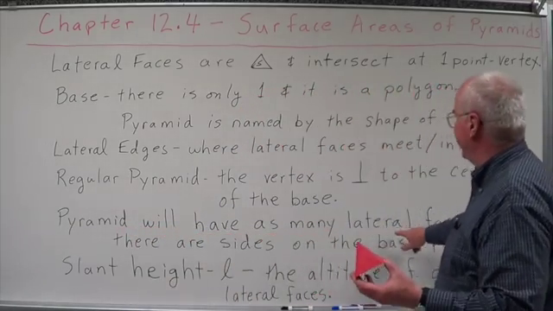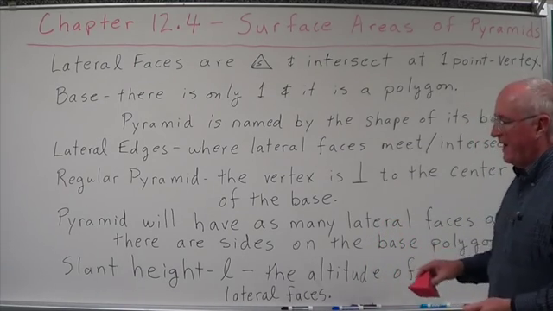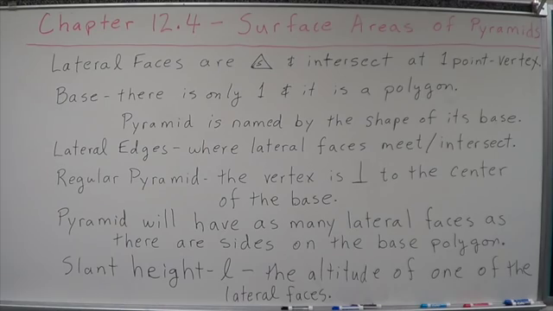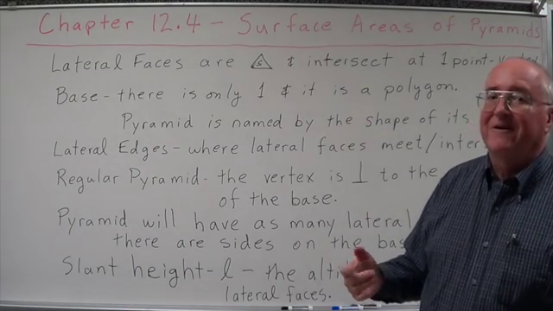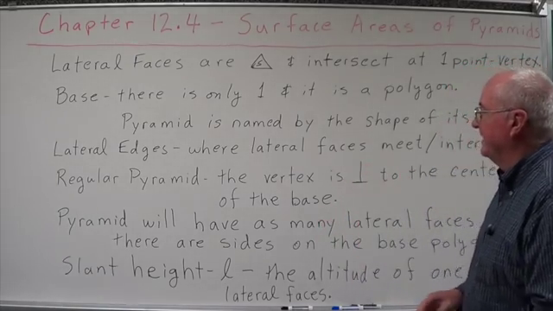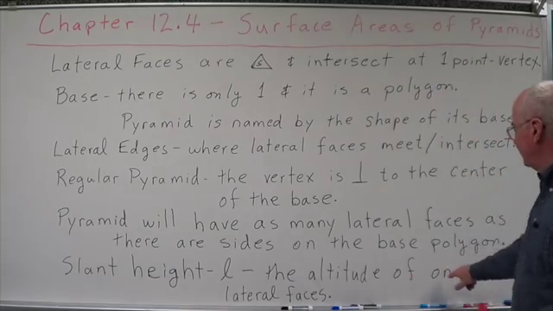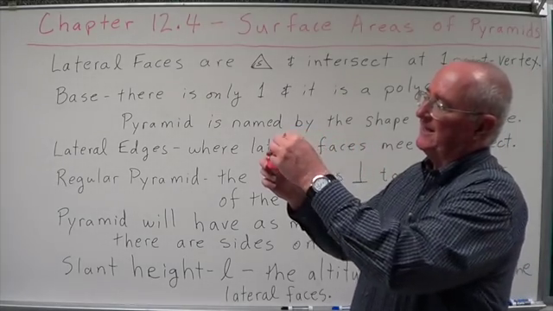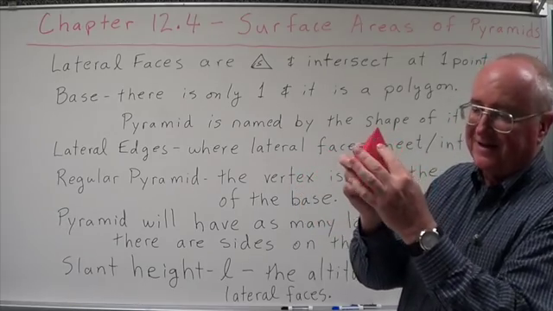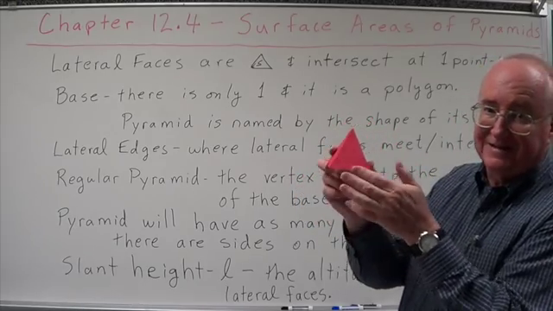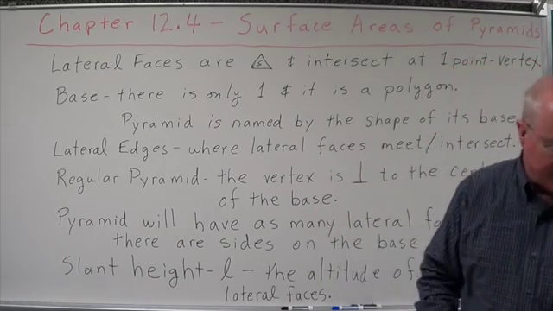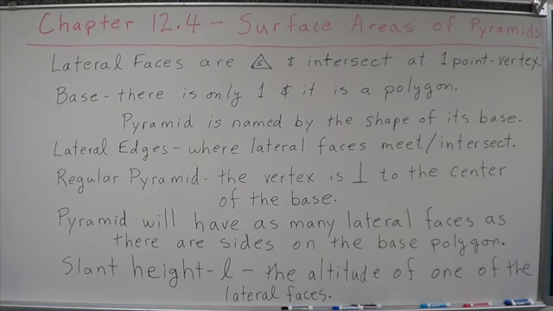Also, the pyramid will have as many lateral faces as there are sides on the base polygon. So if I have a triangular polygon, how many faces will I have? A triangle has 3 sides, therefore I have 3 faces. If I have a pentagonal base, I would have 5 sides, therefore 5 faces. And the slant height, or L, is the altitude of one of the lateral faces. So I take the altitude of one of the triangles, from the vertex to the base of that triangle, and that would be the slant height. This is the vocabulary we're going to need in order to work with these pyramids and come up with some equations for calculating their surface areas.